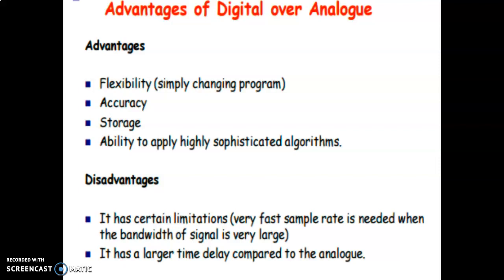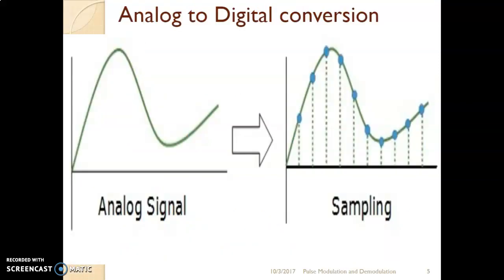So in the pulse modulation chapter, we are not going to talk fully about the digital system, but we will understand how to convert the analog signal into digital, and what are the steps involved in converting an analog signal to digital. Here you can see the diagram in which on the left hand side the analog signal is shown, and on the right hand side the sampled version of it is shown.